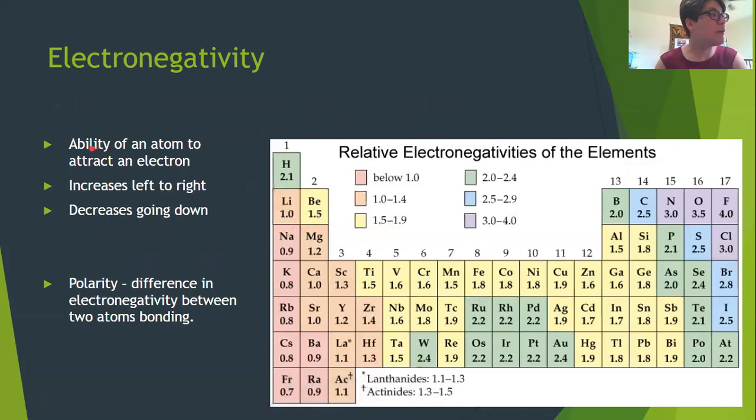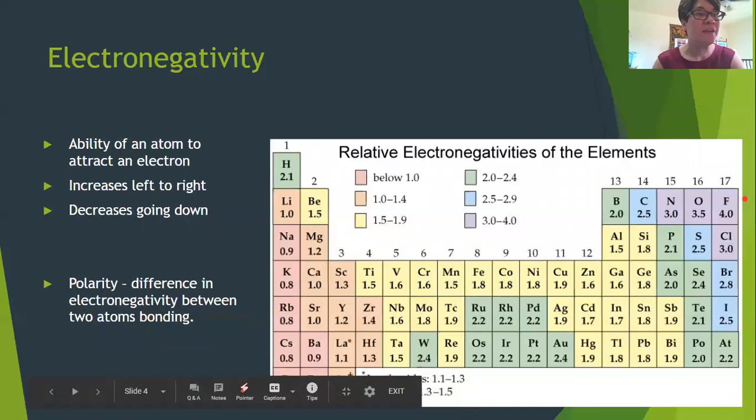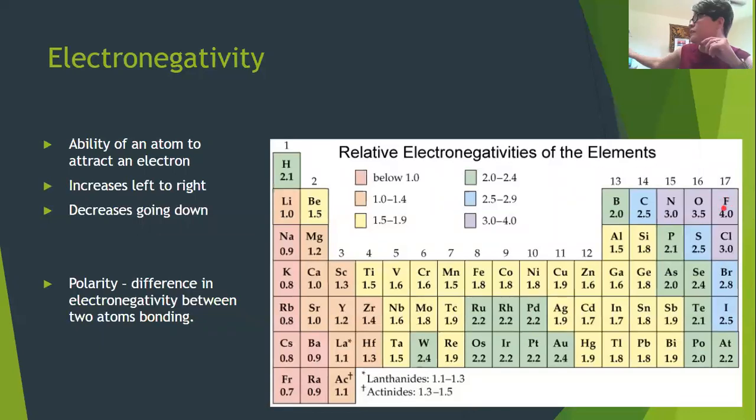Remember, electronegativity is how well an atom can attract an electron to itself. If it has a higher number like fluorine here, 4.0, it's really good at attracting electrons. That's because fluorine is small, and it has 7 electrons and wants 8. It's right next to the noble gases, which have that full shell, and it really wants that 8th electron. Plus, it's really small and doesn't have a lot of shielding from the nucleus, so it's really good at pulling that electron to its nucleus.